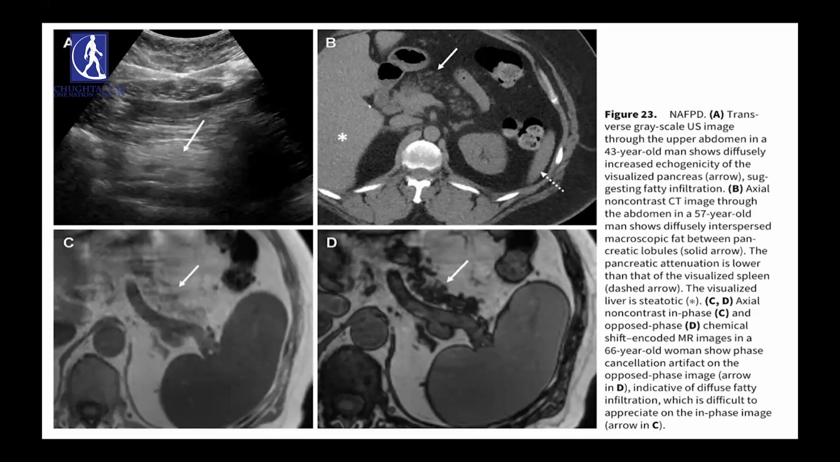So these images are consistent with non-alcoholic fatty pancreatic disease. Here in the first image, you can see there is a diffusely increased echogenicity of the pancreas, and in the next CT image you can see that there is diffusely interspersed microscopic fat between the pancreatic lobules. Images C and D are in-phase and out-of-phase images of MRI, and again you can see that on the out-of-phase images the fat is darker as compared to in-phase images. So these findings are indicative of NAFPD.